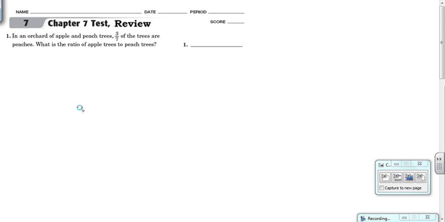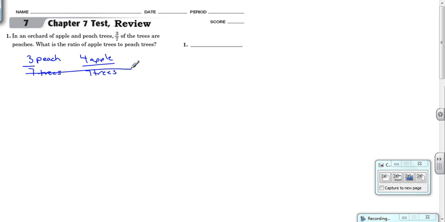In an orchard of apple and peach trees, 3/7 of the trees are peaches. What is the ratio of apple trees to peach trees? Well, if 3/7 of the trees are peaches, that means you have 3 peach trees out of 7 total trees. Which means then you're going to have 4 apple trees to 7 trees.